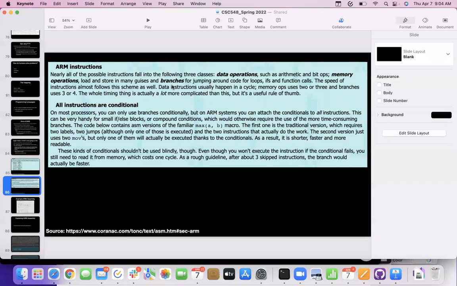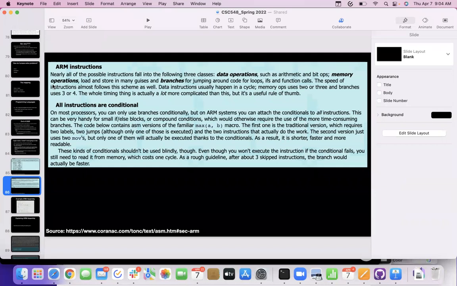This next line says data instructions usually happen in a single cycle. Memory operations use 2 or 3 cycles, and branches use 3 or 4 cycles. You can think of a cycle as almost like a single revolution on an engine. You have an engine that has 500 RPMs, so that means it does 500 things, 500 moves in a minute. So you can think of a cycle as a single move on the processor.